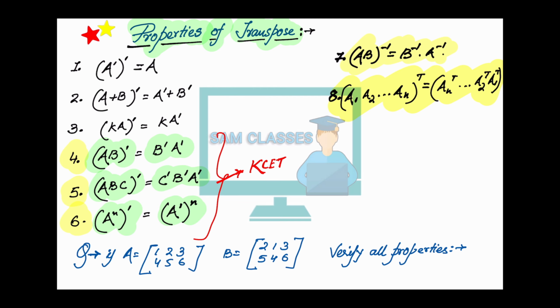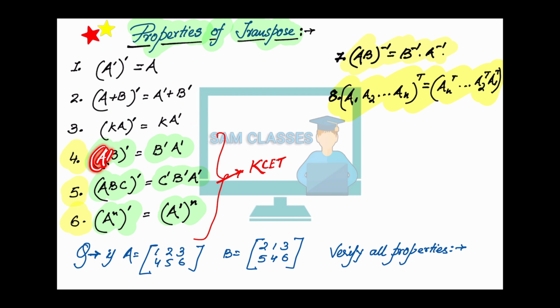Now coming to scalar multiplication and then transpose. Let's say we have kA, you're multiplying a scalar k to a matrix A and then doing a transpose. That is equal to k and then transpose of A. You can just transpose the matrix first and do the multiplication later, students.